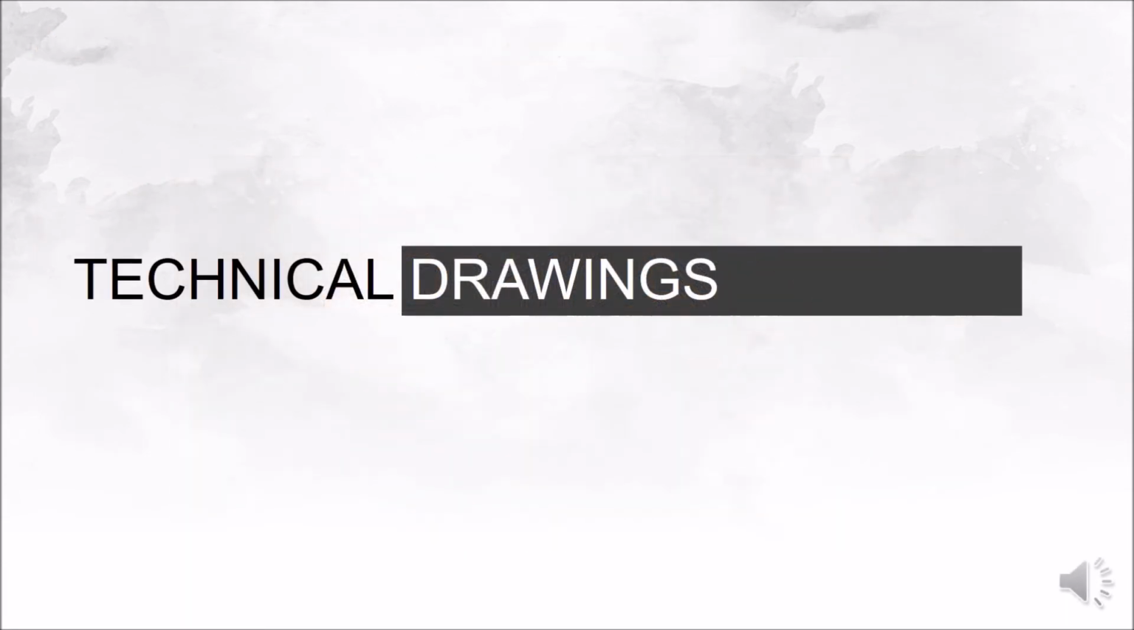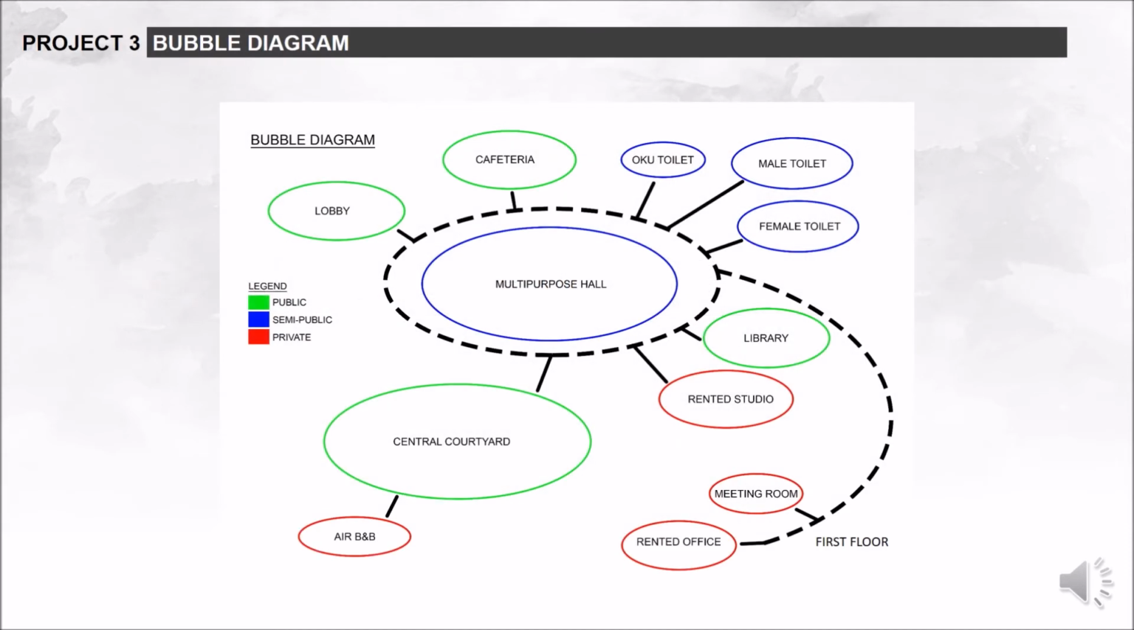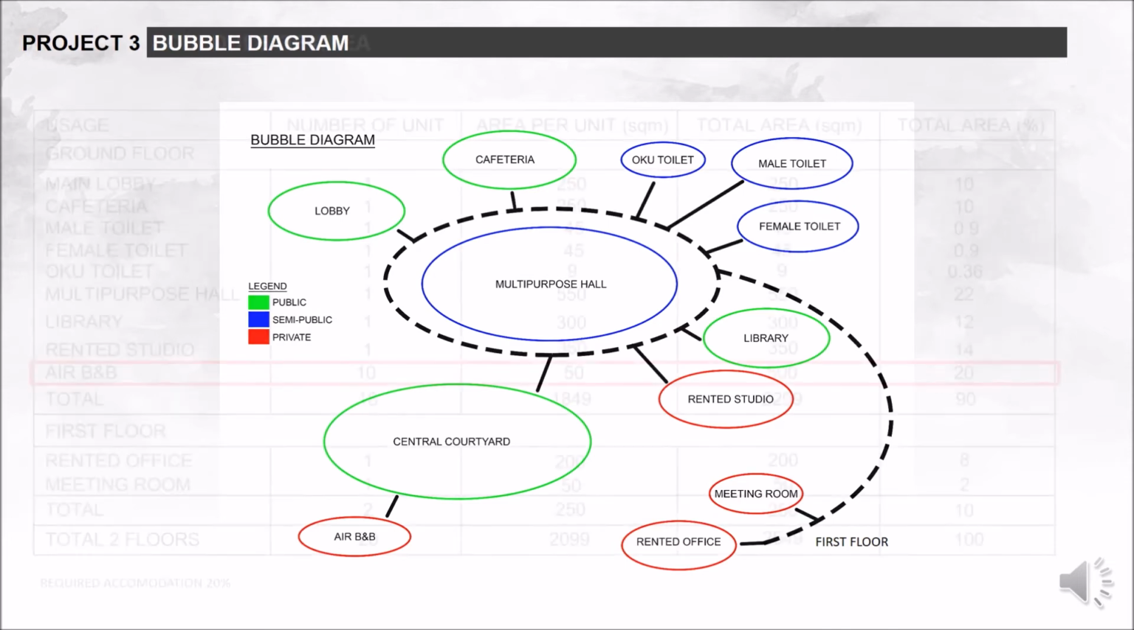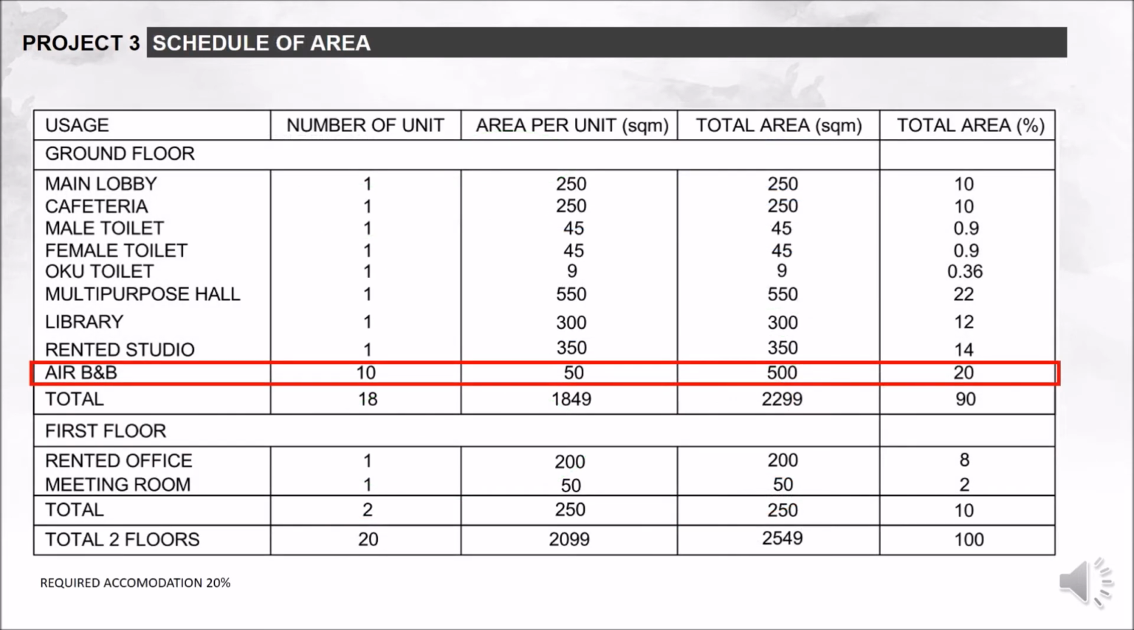Next are the technical drawings. First, the bubble diagram. Green represents a more public area, blue represents a semi-public area, and red represents a more private area. Next is the schedule of area. As you can see, the accommodation is 20%, which is the requirement of the whole project.